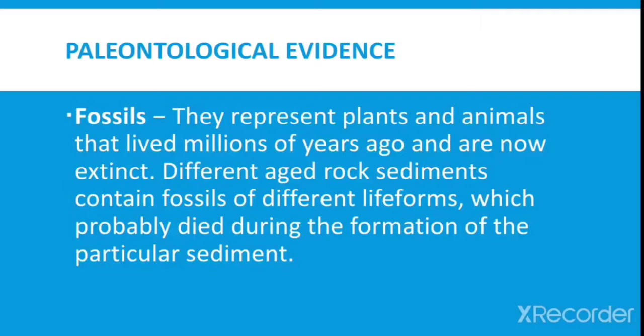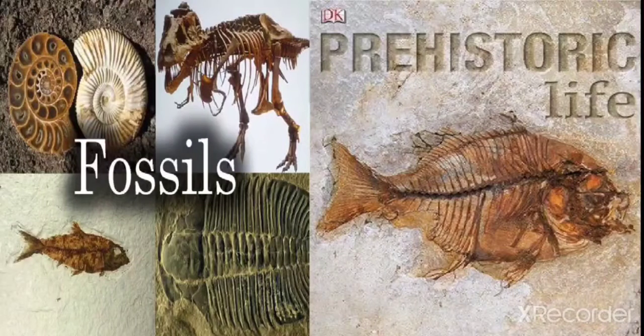So first of all, paleontological evidence. Paleontological evidence which involves fossils. And what are fossils? Fossils represent the plants and animals that lived millions of years ago and are now extinct. Different aged rock sediments contain fossils of different life forms which probably died during the formation of the particular sediment. Here in the slide you can see some of the fossils and have a look at the prehistoric life.